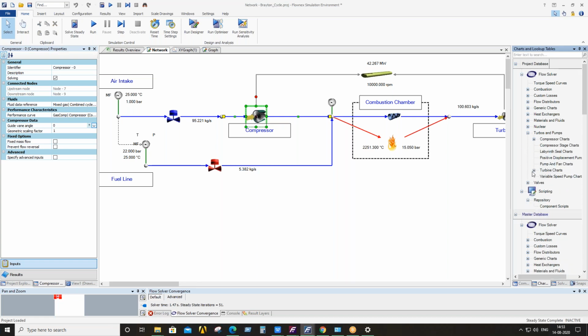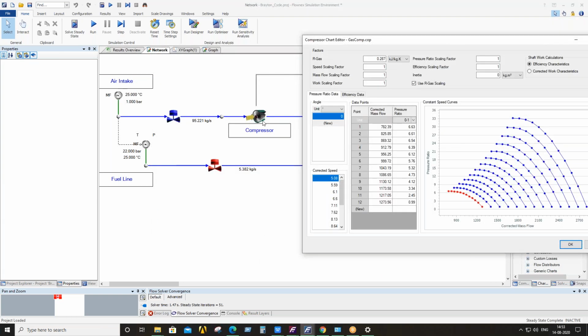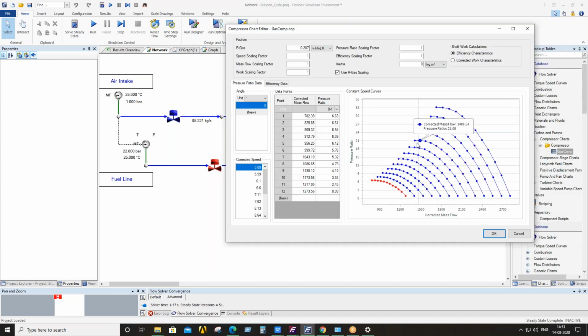the chart for it. This compressor chart is used so that the compressor will operate according to this chart. And here in this chart you can specify different parameters like the universal gas constant and the scaling factor, and the inertia for the compressor, and the vane angles. In vane angles it is mentioned 0 degree. You can add different types of vane angles like 5 degree, -5 degree, anything according to the compressor design.